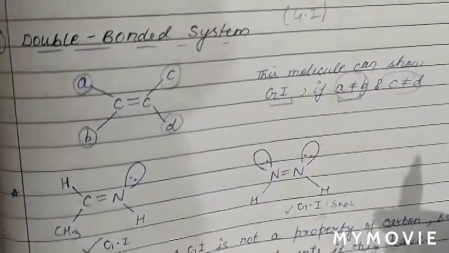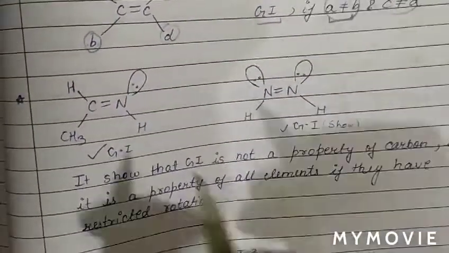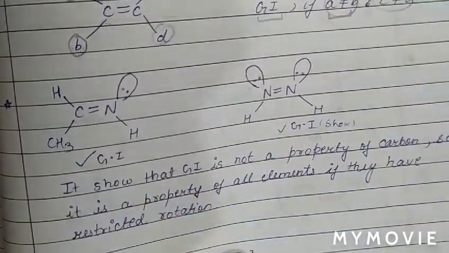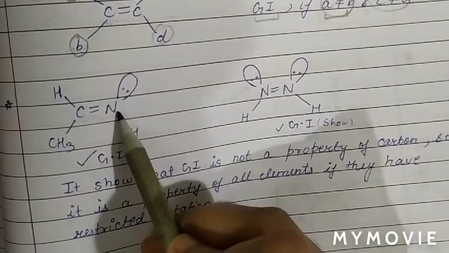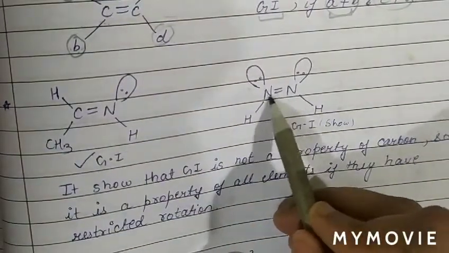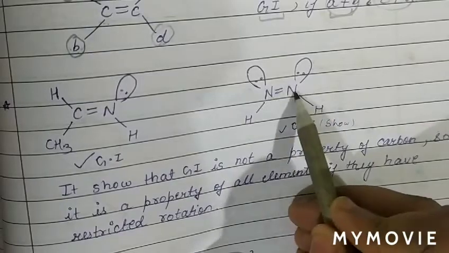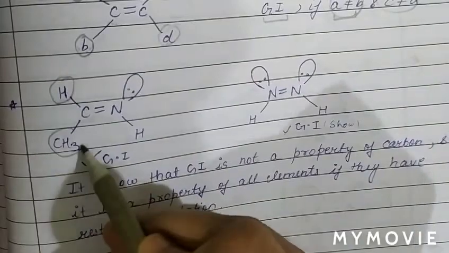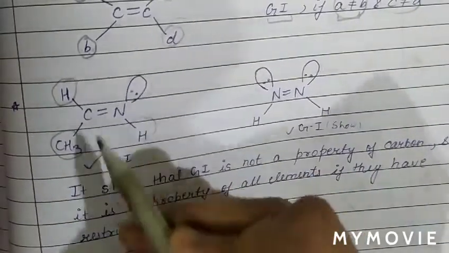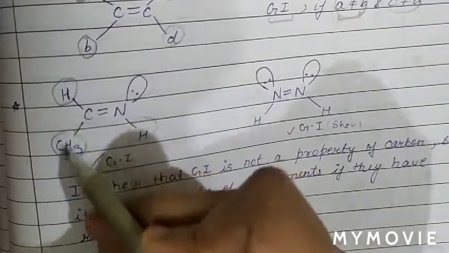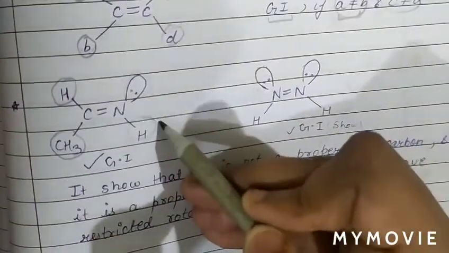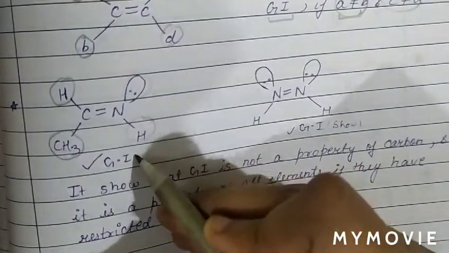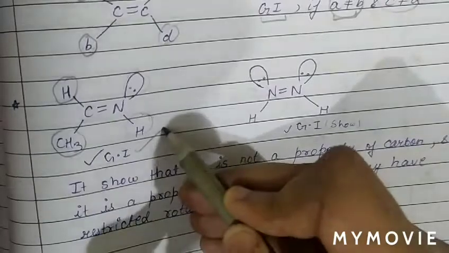Basically, a carbon-nitrogen double bonded system can also show geometrical isomerism, and a nitrogen-nitrogen double bonded system can also show isomerism. The condition is the same. A and B should not be the same, C and D should not be the same. As we can see, H and CH3 are different groups. Lone pair and hydrogen are also different groups. So A is not equal to B, C is not equal to D. Therefore, this molecule can show geometrical isomerism.